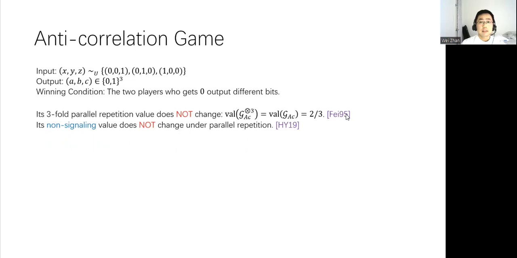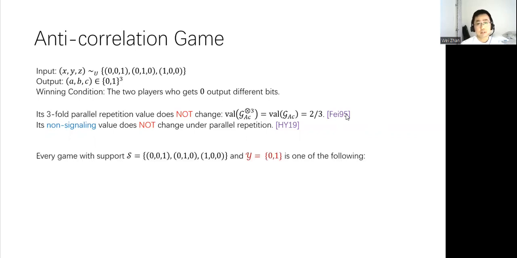This game, clearly having a value of 2/3, is very interesting because its value does not change if you repeat it in parallel 3 times, as noted by Feige. What's more interesting is that its value in the non-signaling model does not change at all under n-fold parallel repetition for any n. This is an example that shows that there is no parallel repetition theorem in the non-signaling setting, and it was proved by Holmgren and Zhan.